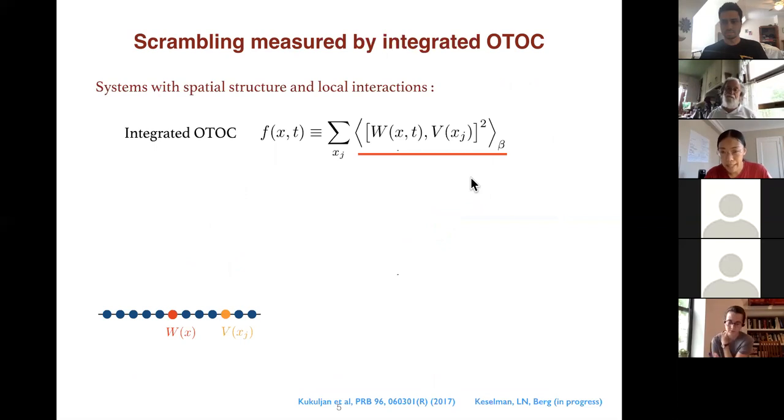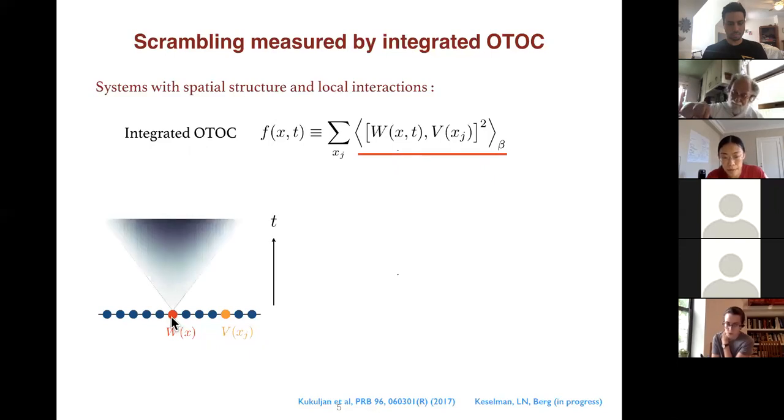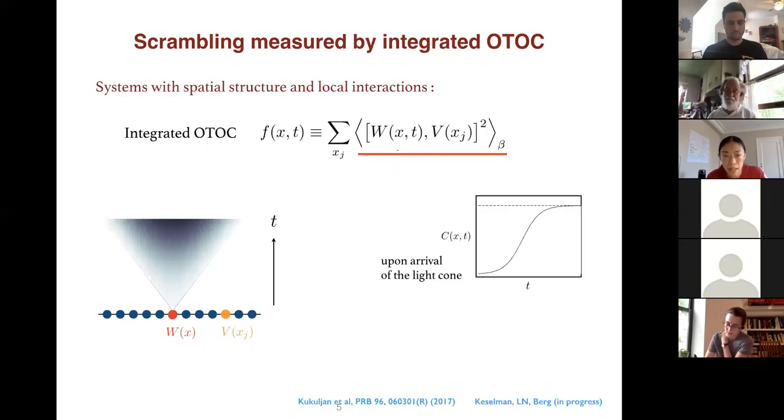And you may be asking, why can't I just use the local OTOC? Well, if you just use the local OTOC, at the beginning of time, I have W_x located at site x and V located at x_j. Before the light cone of W_x reaches V, nothing is going to happen and you have zero OTOC. Once the light cone reaches V, what you have is exactly the same as on the previous slide, that you may have an exponential growth regime if your local Hilbert space is large enough. But I would like to argue that even if your local Hilbert space is not large enough, we can still talk about scrambling in this spatially extended system.